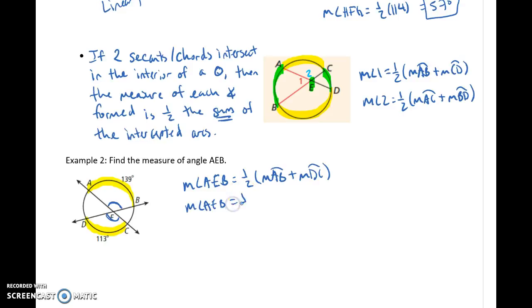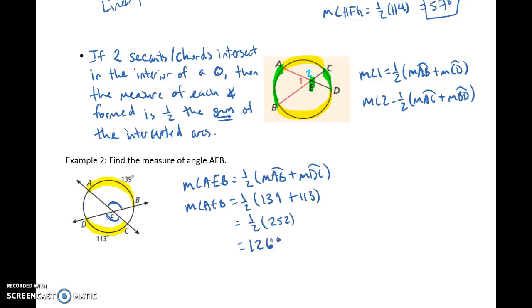These theorems don't have any nice names to go with them, so remember, if you're using them in a proof, just abbreviate, summarize as well as you can. Okay, so just make sure you have your PEMDAS done correctly. 113 plus 139, that's going to give us 252, and then divide that by 2 to get 126.